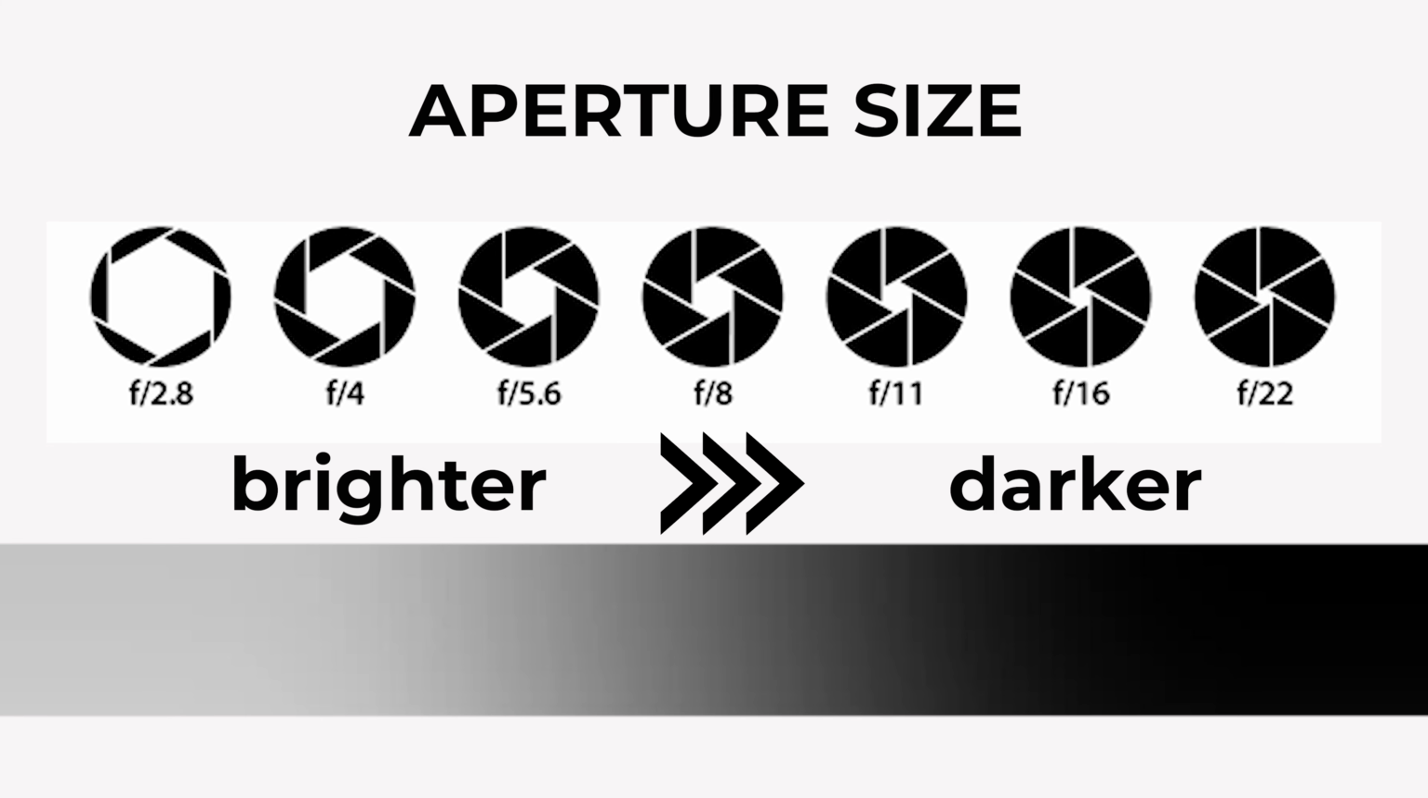So the primary effect of aperture is obviously how much light enters your lens. So a wider aperture or lower f-stop allows more light in, brightening the image, and a narrow aperture or a higher f-stop permits less light in, darkening the image. But aperture also has another effect on your image, and that is the creative effect. It affects what we call depth of field.